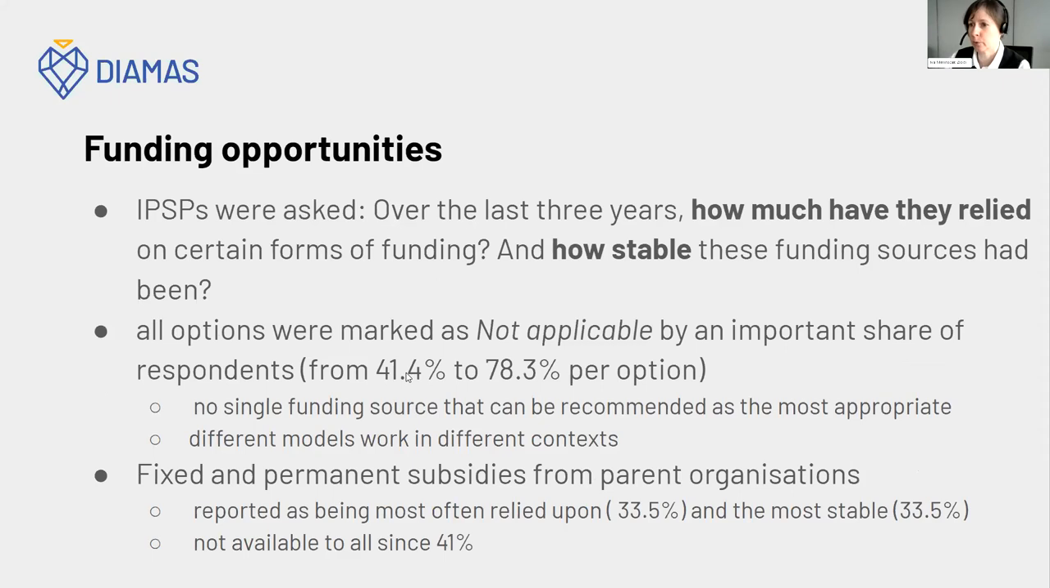So the first thing where we do spot important differences is, of course, funding, something that is really relevant for all of the IPSPs that we analyzed. We asked them about their sources or forms of funding, so where do they get funding from? And they could offer multiple responses. They could tell us how much they rely on certain forms of funding and how stable those funding sources are. We have seen that among the options offered, some were more prevalent and some less, but it is important that each form was marked as non-applicable by a very important share of respondents.